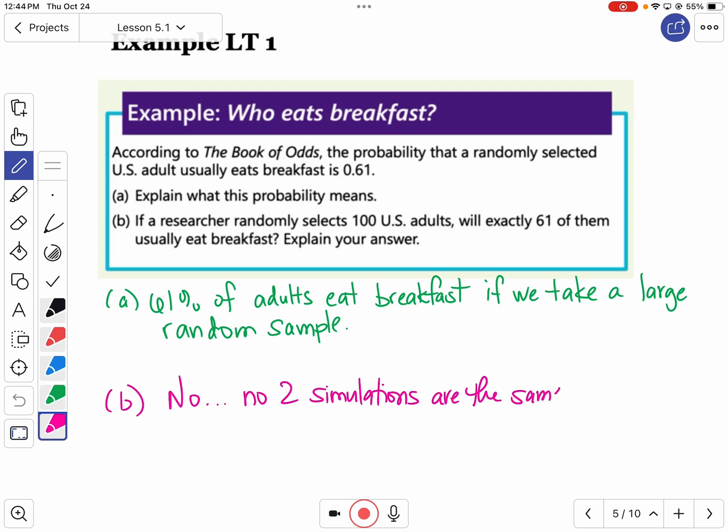Good. This to me kind of feels common sensey. Okay, just kind of explaining what it means. All right, let's look at the next one.